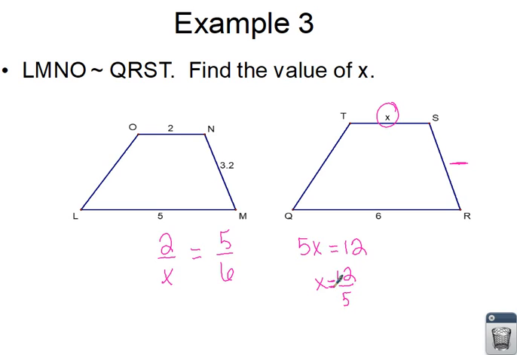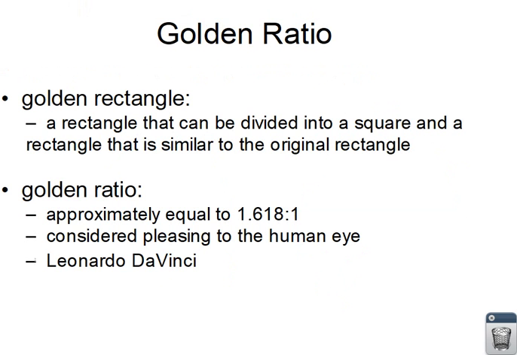And we get x equals 12 over 5, or 2 and 2/5, sorry, or 2.4, however you want to say it, whatever we need for the problem that we're working on. Alright, there's also this thing with similarity called the golden ratio, and this actually is in art, it's in architecture, it's in nature, it's all over the place.